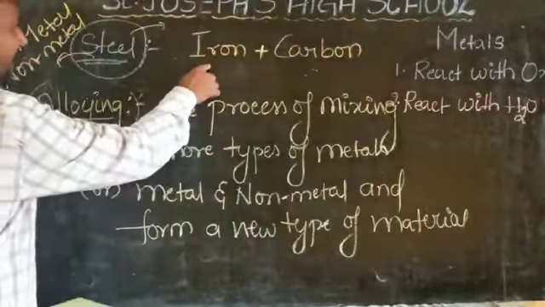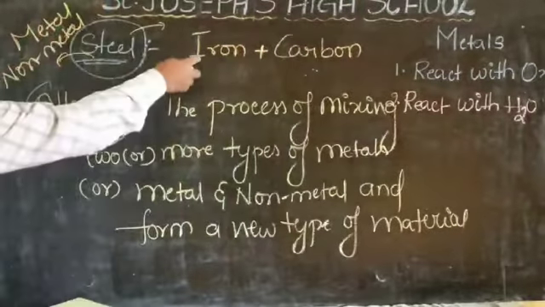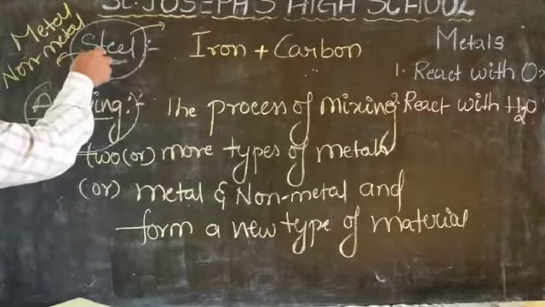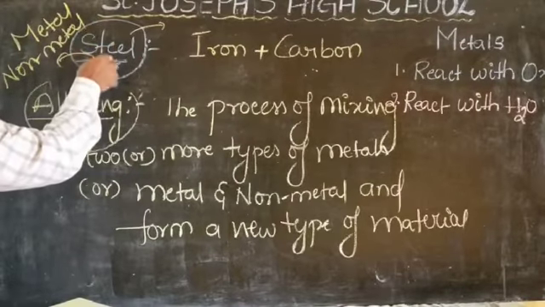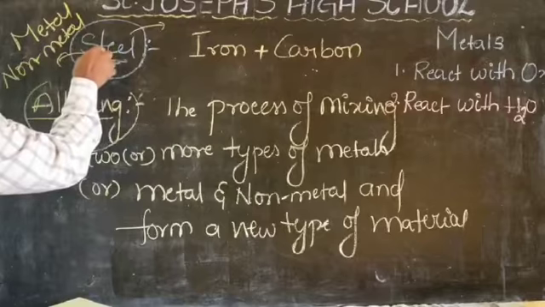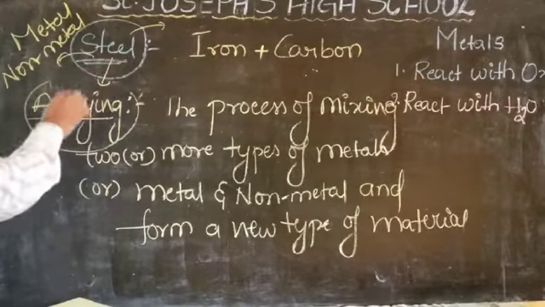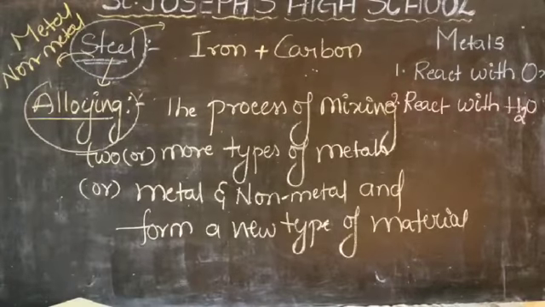When we combine these two, metal and non-metal, we get a new product, a new type of substance or new type of material. That material is what? Steel. It is not a metal, it is not a non-metal. It is a combination of both. That's why it is called an alloy. Steel is what? Alloy.